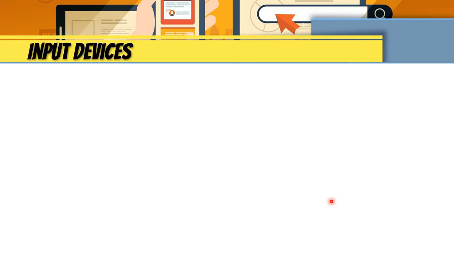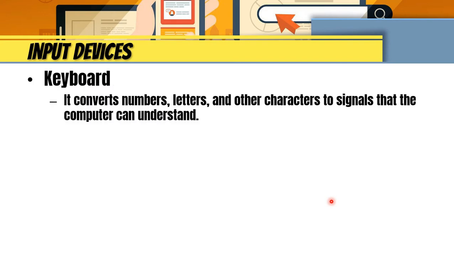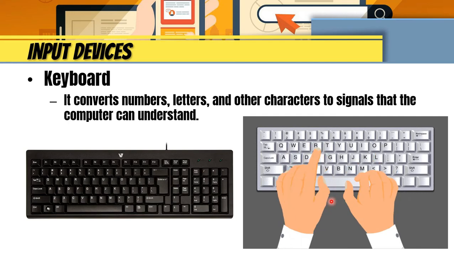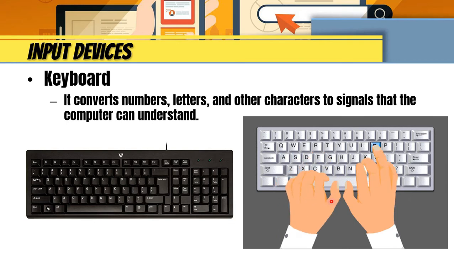Okay, ano nga ba yung mga devices natin na ginagamit natin para makapaglagay ng information sa ating computer? First one, keyboard. Di ba pag nag-type tayo, naglalagay tayo ng mga characters sa ating computer. Nakikita natin yung mga characters natin sa ating computer through the monitor. Okay, so keyboard is considered as the input devices kasi nag-i-input tayo ng character sa ating computer through the computer keyboard.